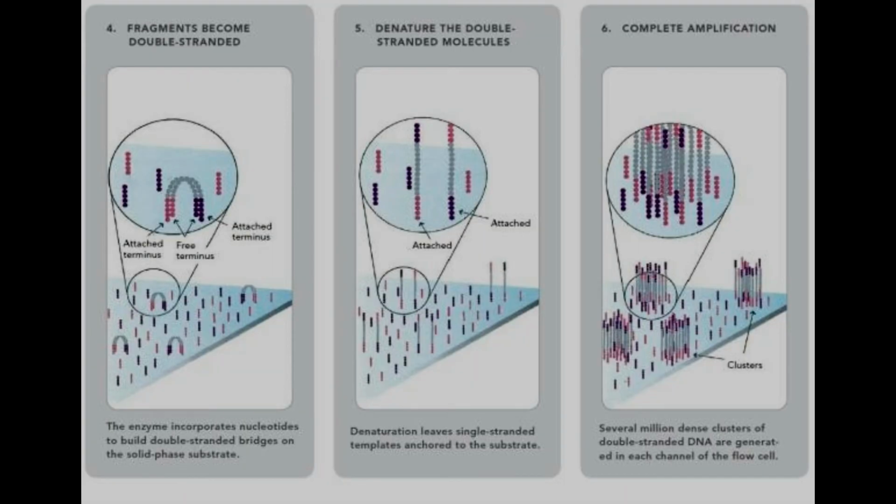Fourth, the fragments become double-stranded. Over here, the enzymes incorporate nucleotides to build double-stranded bridges on the solid phase substrate. Fifth, we denature the double-stranded molecules. So this denaturation leaves the single-stranded templates anchored to the substrate. Sixth, the amplification is completed when several million dense clusters of double-stranded DNA are generated in each channel of the flow cell. Then we determine the first base.